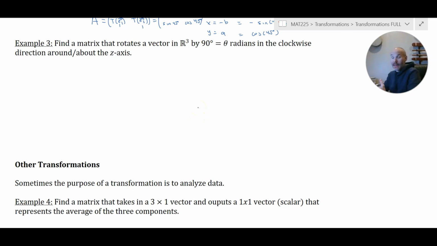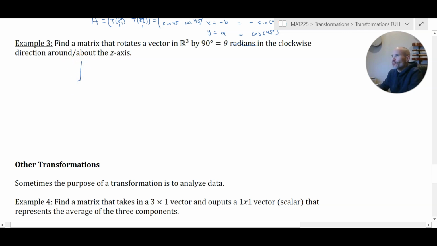We're going to take a look at a few more examples of using the transformation theorem. We're going to do one more rotation, but in this case, we're going to look at R3 and performing a 90-degree theta rotation around the z-axis in the clockwise direction. Okay, so let's set this up.